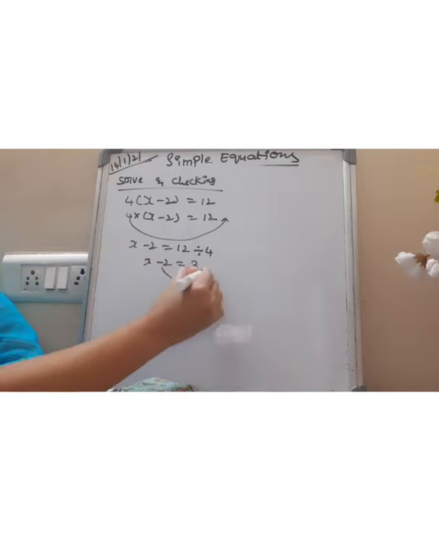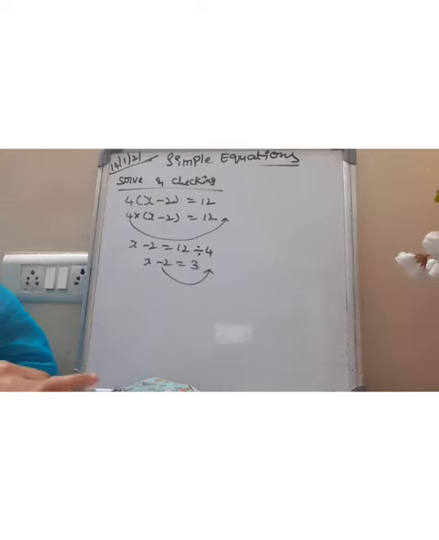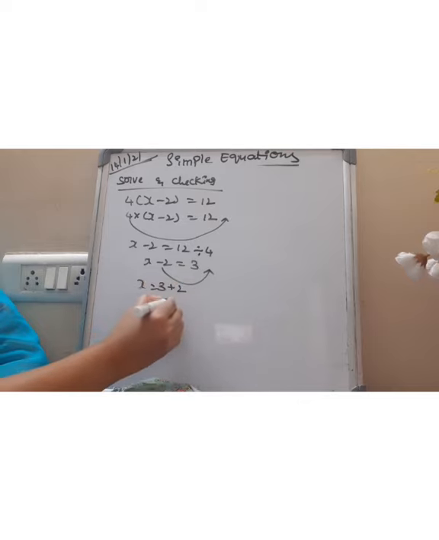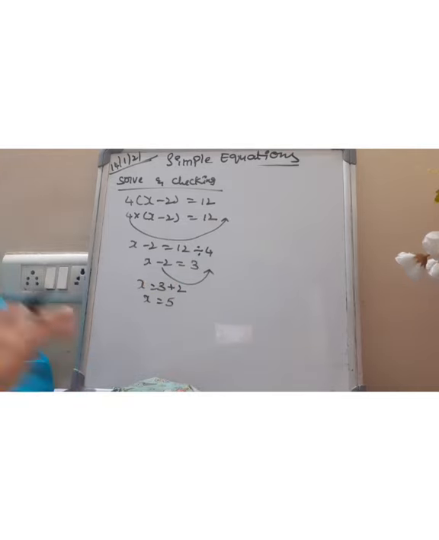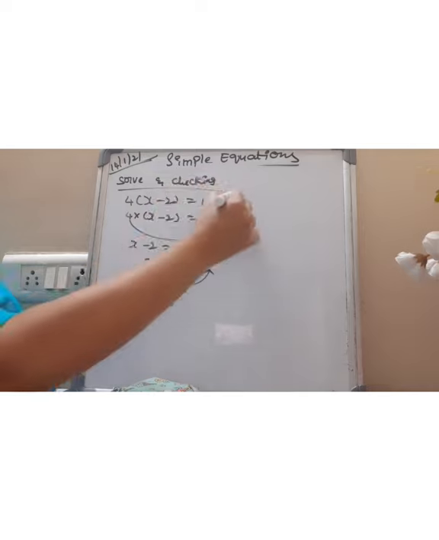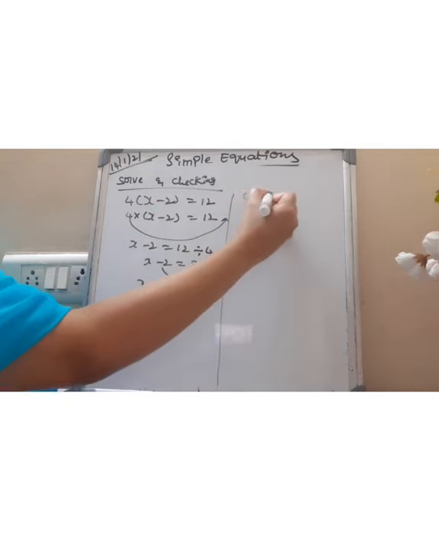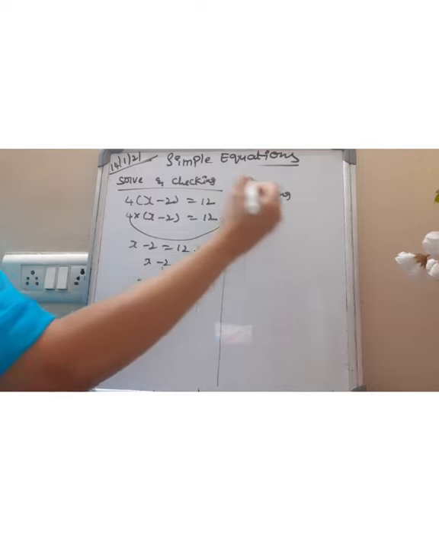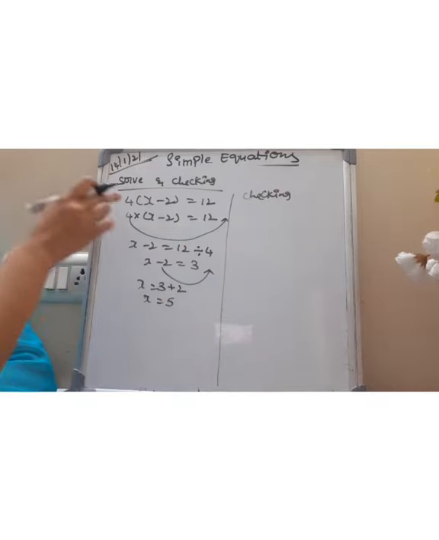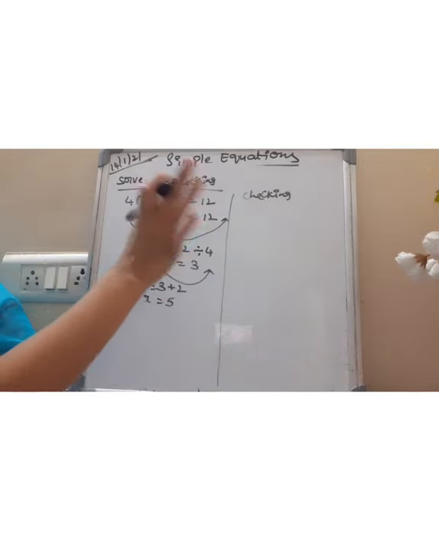So what do we get here now? Again we have to eliminate negative 2 from there. When we send negative 2 to the other side, it will become positive 2. So x is equals to 5. Now we got the answer, x is equals to 5. Now what do we have to do? We have to check. We have to check that if x is equals to 5 fits in this equation, it is coming 12 or not.